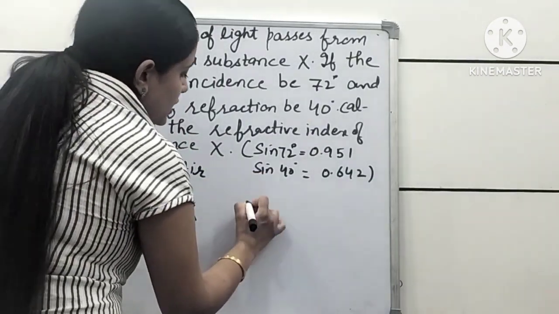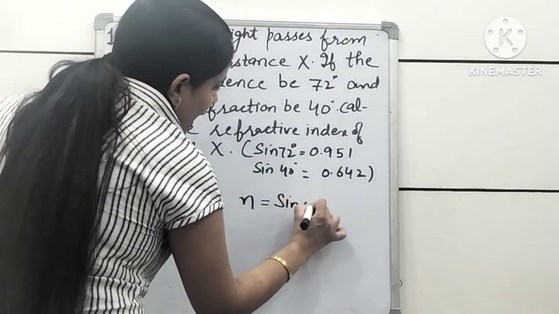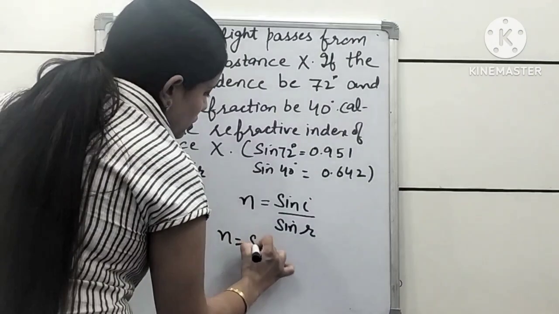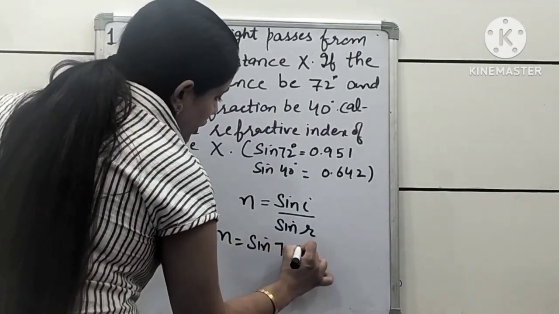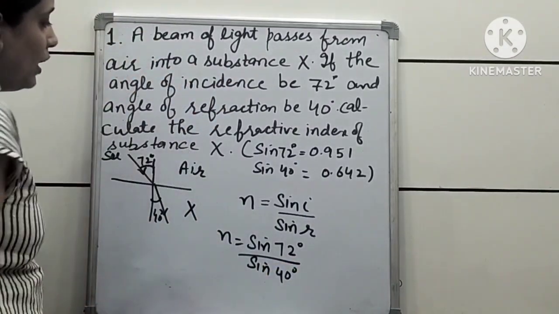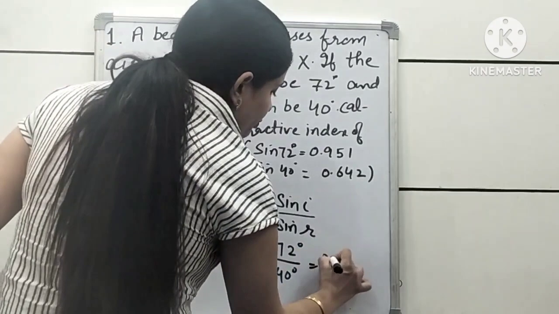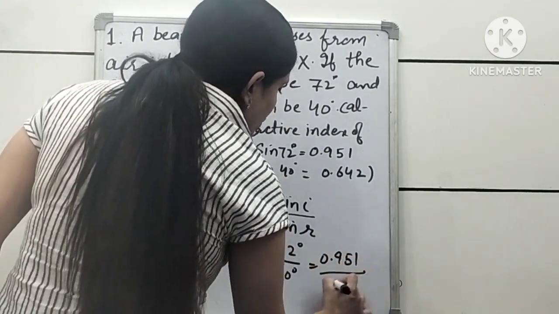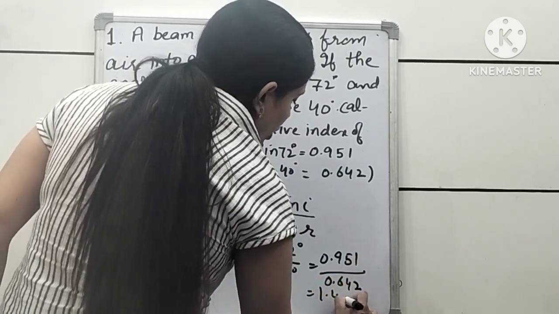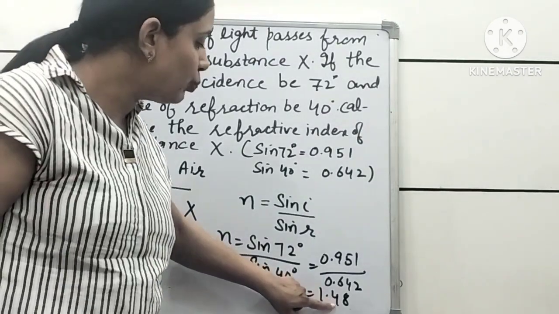So according to Snell's law, the refractive index, represented by the symbol n, is equal to the sine of the angle i divided by the sine of the angle r. n is equal to sine of i, 72 degrees, divided by sine of r, which is given as 40 degrees. We are given the values: sine 72 is 0.951 and sine 40 is 0.64. After solving this, we get 1.48. So the refractive index of the substance X is 1.48.